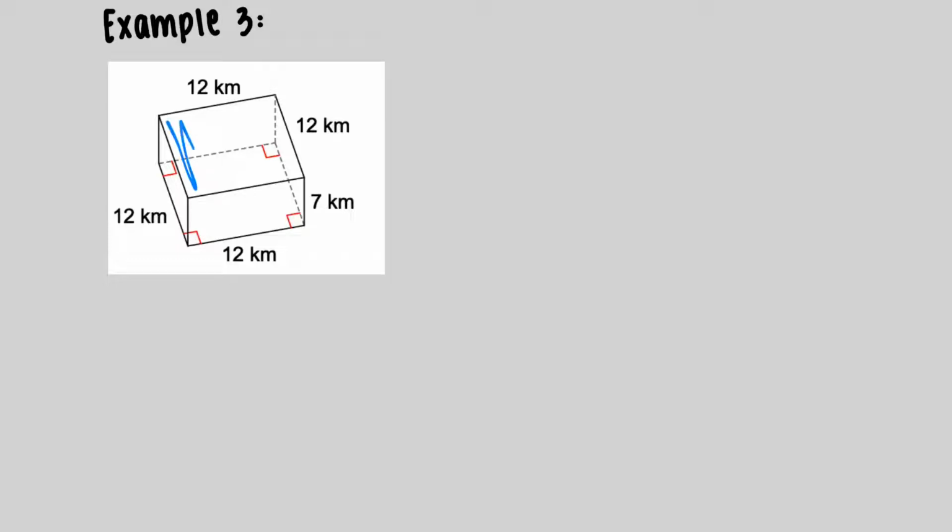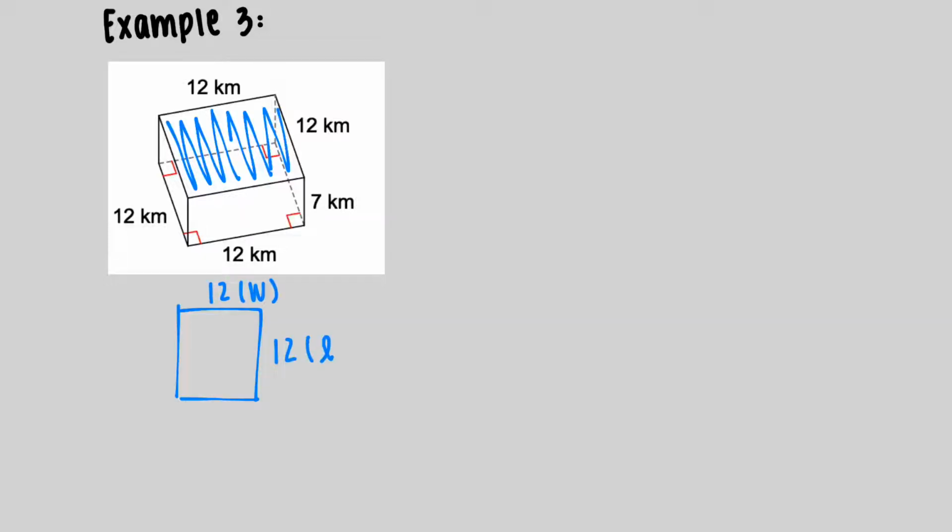So again, I'm going to color my base. When I do that and I drop down, I again end up with a square that is 12 by 12. So the top 12 I'm going to label as my width, and the one on the right I'm going to label as my length. So back into our formula, volume equals length times width times height. Remember, this is only for rectangular prisms. We're going to get into other prisms in just a second.